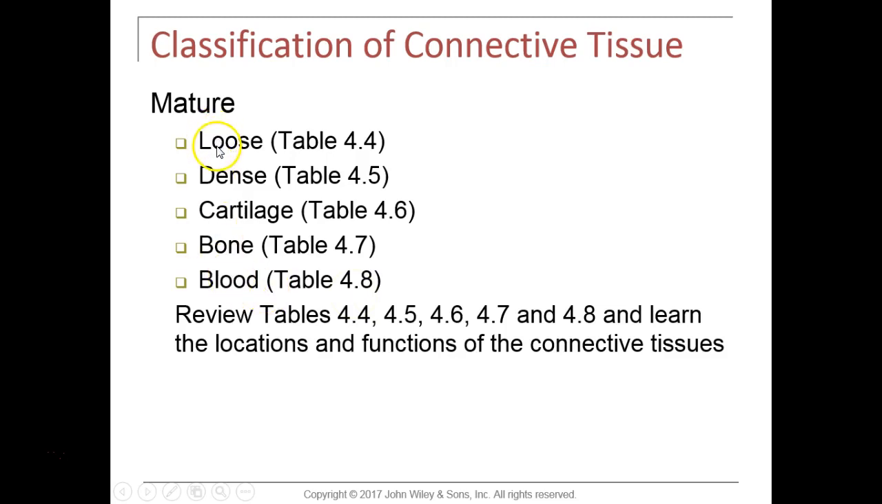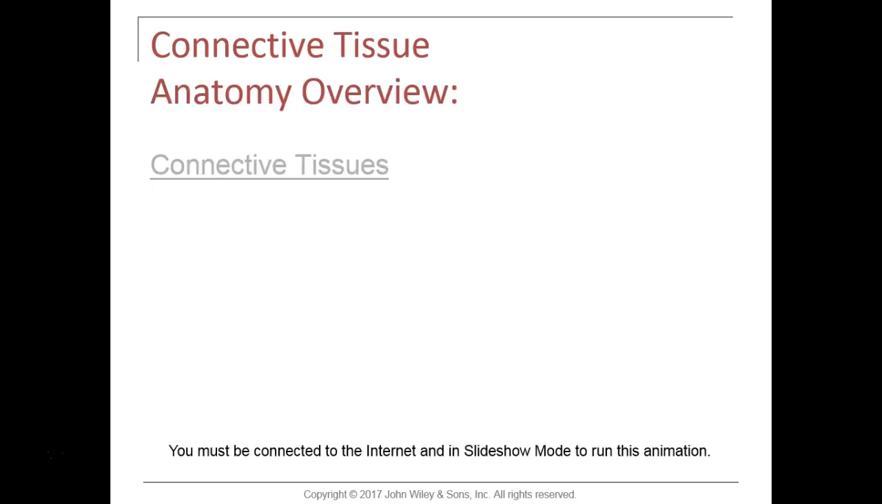I want you to go to these tables and learn the locations and the functions of the different types of loose and dense connective tissues, the locations and functions of the three different types of cartilages, and the locations and functions of bone and blood. So you need to go and study these tables. There'll be some questions on that. Which connective tissue is located here? Which connective tissue has this function? And the like. Now, there's also a little animation link that you need to review. I think the links are pretty good, so make sure you review them.